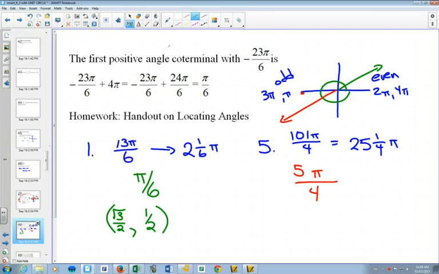For 101 pi over 4, you'd say that's coterminal with 5 pi over 4. That's in quadrant 3. And they'll both be negative. And they're both negative root 2 over 2. And then once you get past to number 8, then you'll just list them as they are.